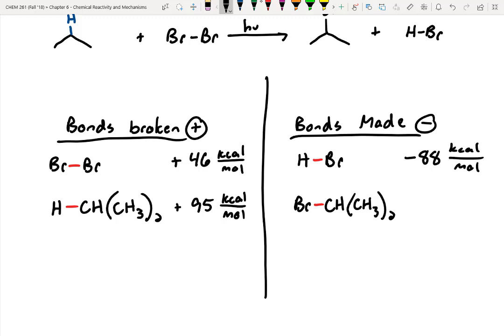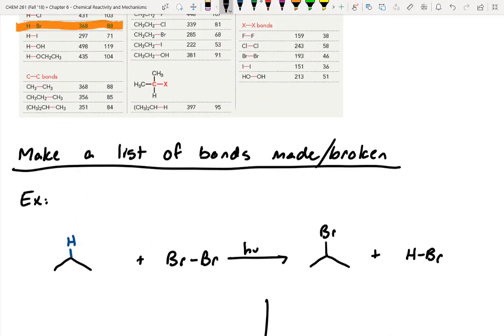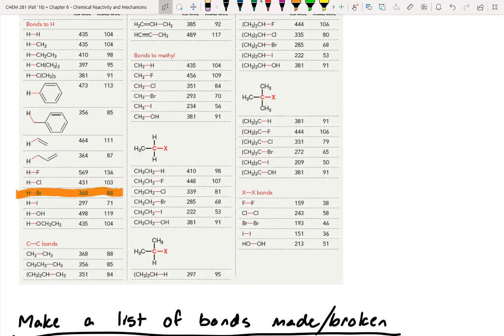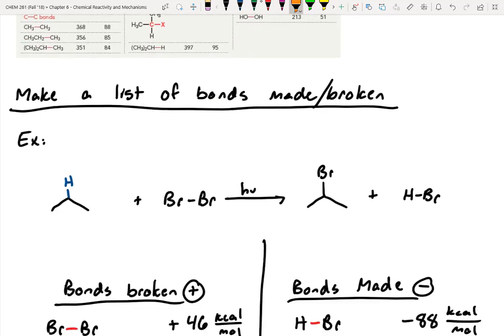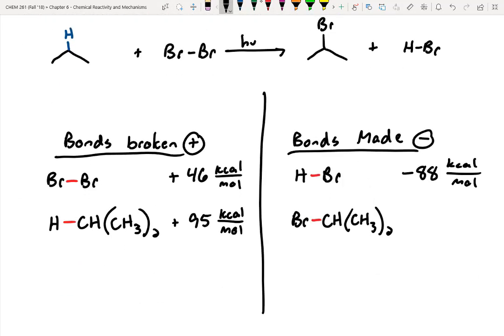All right, and then our last one is bromine bonded to a secondary carbon. Let's look for that one. So when I'm looking for this one, it looks like it's 68. I know it's kind of hard to see, but you can always pull up this chart in your book. It's table 6.1. It's pretty good. You can also look on Wikipedia if you want. They've got a pretty extensive table as well. So this is 68 kcals per mole. However, we need to put negative 68 to account for that sign.